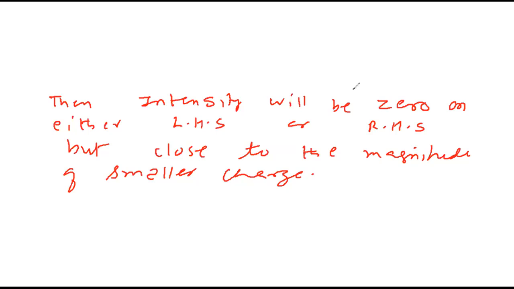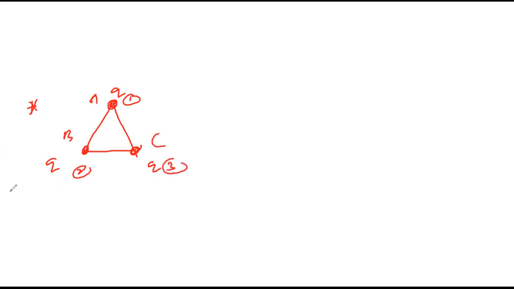Done, no? Yes, sir. Now you have to just tell me the direction of intensity. We are having three charges situated at the vertices of an equilateral triangle, of equal magnitude. I want the resultant intensity at P. So you can take first charge, second charge, third charge. I want the resultant intensity at P.